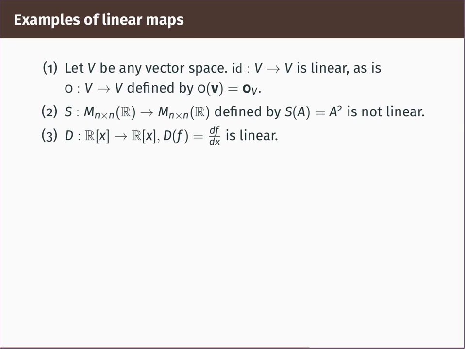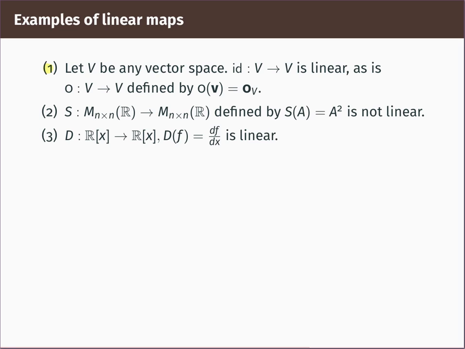There are many, many examples of linear maps. They come up all across mathematics, not just in linear algebra. Here's a few examples. First of all, take any vector space V. The identity map from V to V is then linear. It's very easy to see that it obeys the two parts of the definition of linearity. Remember, the identity map is the one that doesn't do anything. The identity map applied to an element x of V is just x again.